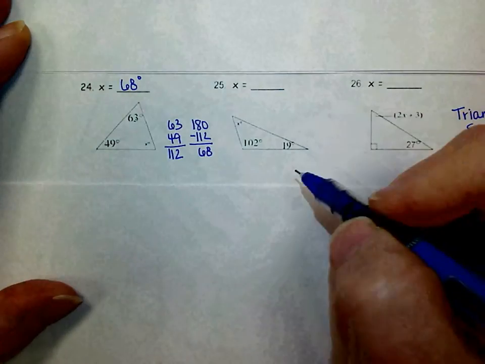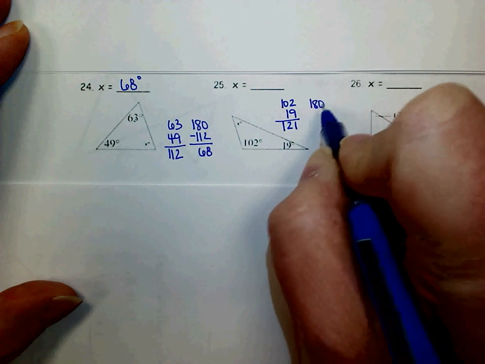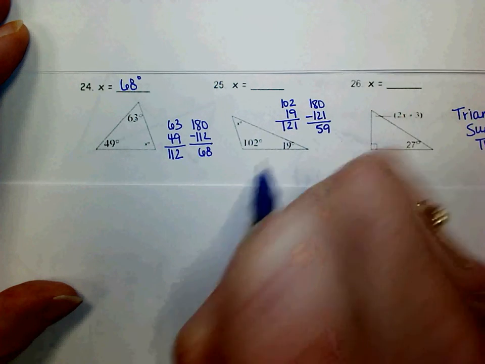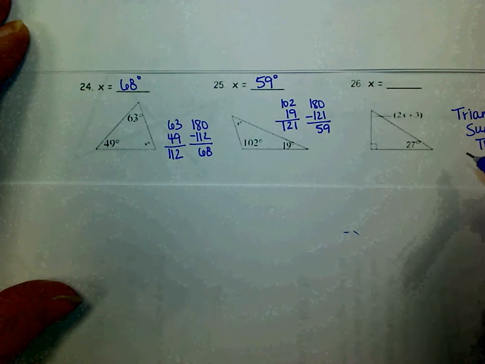Number 25, we're given the two angles are 102 and 19, which add up to be 121 together. And when we subtract that from 180, we see that the remaining angle has to be 59 degrees. So x is 59 degrees.